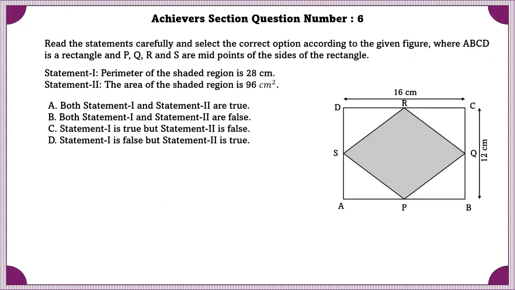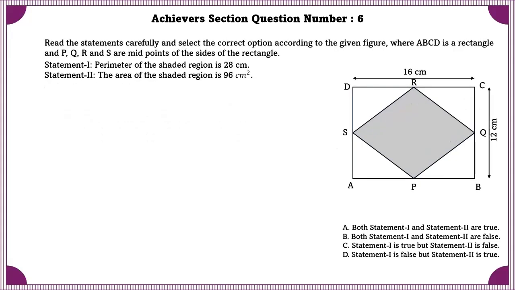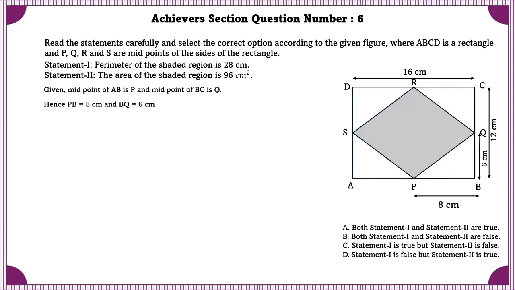Achiever section question number 6. Read the statements carefully and select the correct option according to the given figure, where ABCD is a rectangle and PQRS are midpoints of the sides of the rectangle. Statement 1. Perimeter of the shaded region is 28 centimeters. Given midpoint of AB is P and the midpoint of BC is Q. Hence, PB is equal to 8 centimeters and BQ is equal to 6 centimeters.